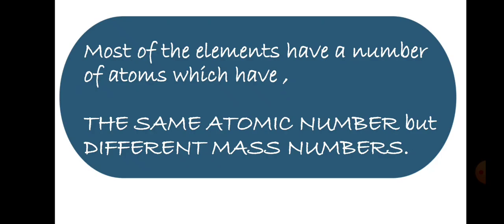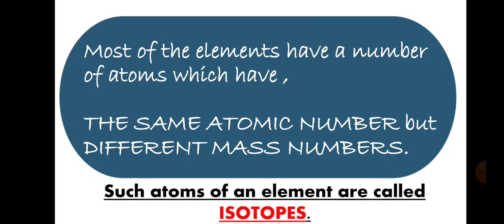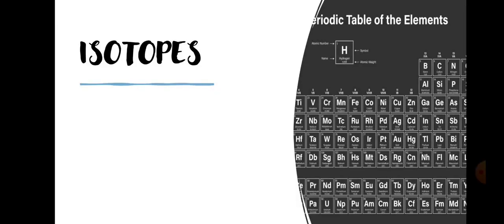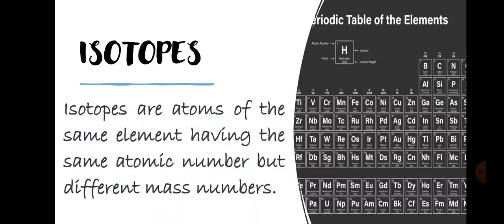Most of the elements have a number of atoms which have the same atomic number but different mass numbers. Such atoms of an element are called isotopes. So we can define isotopes as the atoms of the same element having the same atomic number but different mass numbers. Why is it so?